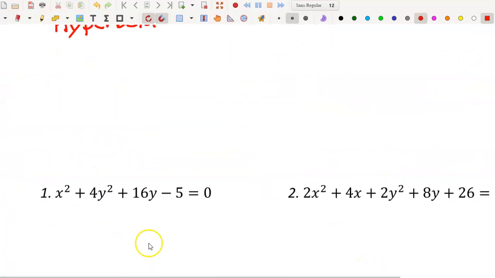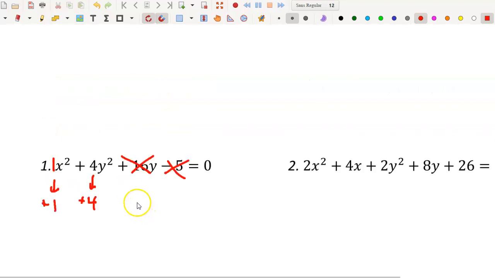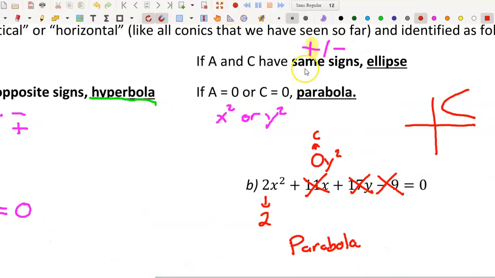All right, going down here. Already equal to 0. What do you think this is? That's a 1, by the way. We got a 1. We got a 4. Both positive, same sign. Going back up here. Are they the exact same number? Nope, one's 1. We have a 1 and a 4, so can't be that. Do they have the same sign? Yes, positive 1, positive 4. There you go. You have an ellipse.